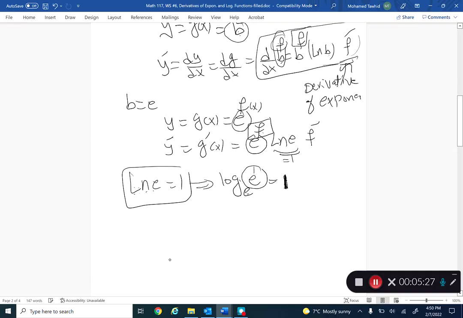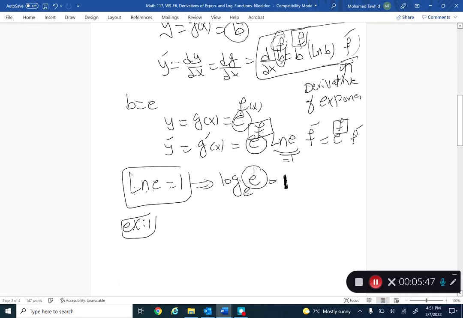So now when we return back to this, the derivative of e to the power f is e to the power f multiplied by f prime. What is f prime? The derivative of your exponent. Let me give you some examples here, and then we can continue.